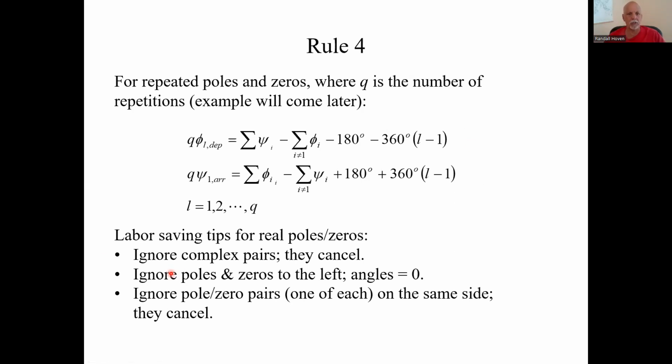Here are some labor saving tips. If you're looking at a real pole or zero, you can ignore complex pairs because they're going to cancel. You can ignore poles and zeros to the left because those angles are going to be zero. And if you have a pole and a zero on the same side, you can ignore them because they're going to cancel each other.